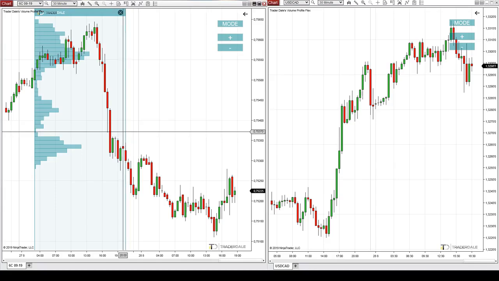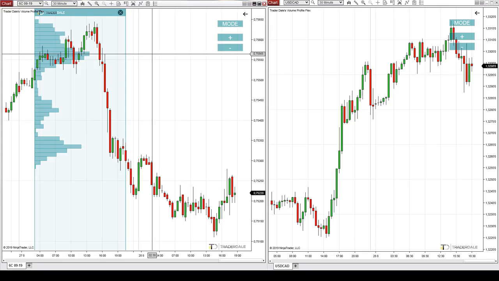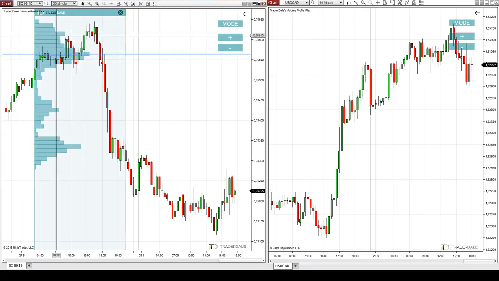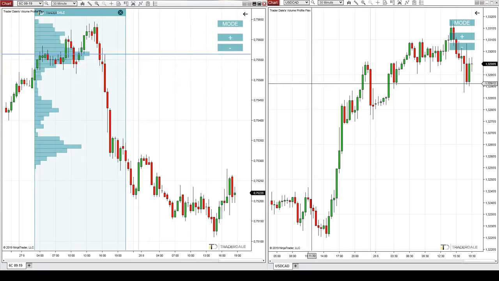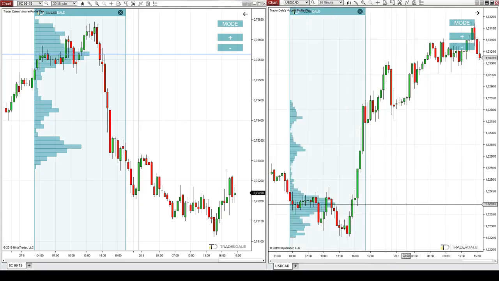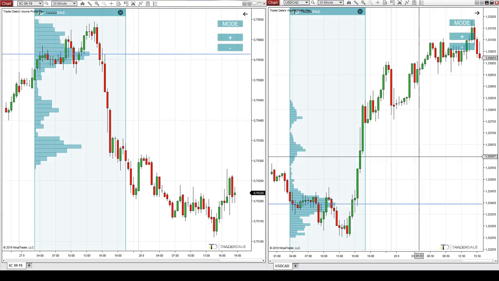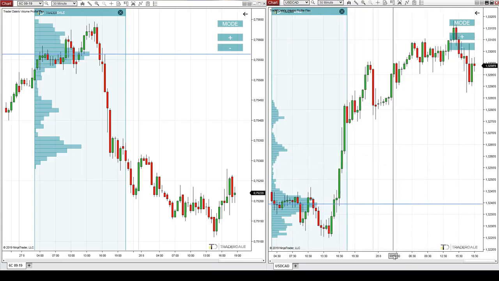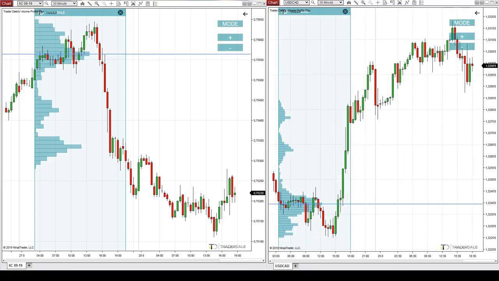So let's say, for example, that you want to create a level in here where the volumes are the thickest from this rotation. Now you need to look on the right chart and select this area. And this is the level where the volumes were the heaviest on Forex. It's a bit harder now because the charts are reversed. This level would be a short level on futures, but it would be a long level on Forex.